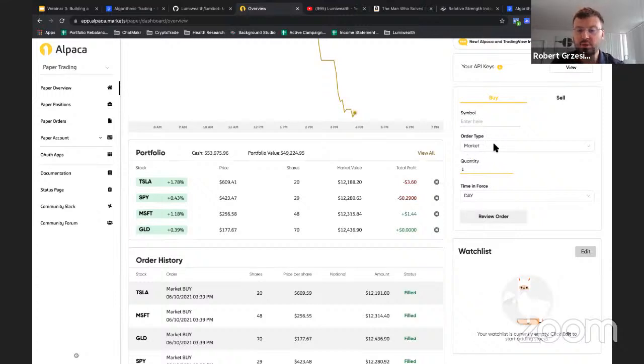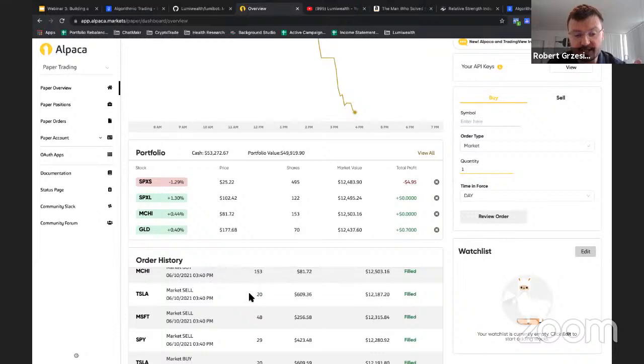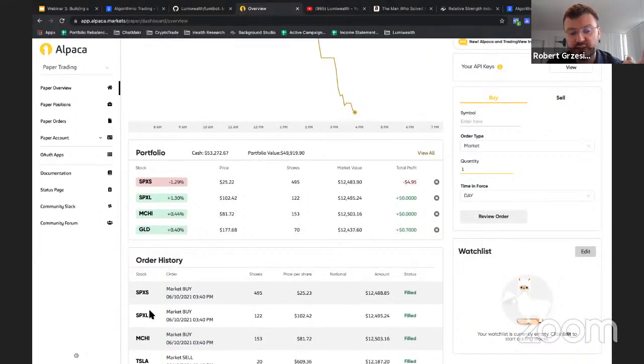Give it another few seconds, we'll automatically swap them all out. Okay. All right. So there you go. You see how it sold a bunch and bought a bunch, right? It sold 3 of them, SPY, Microsoft, and Tesla, and bought MCHI, SPXL, and XPXS. Those are the ones that are doing the best, right? So it's just holding on to the ones that are doing the best out of all of them.